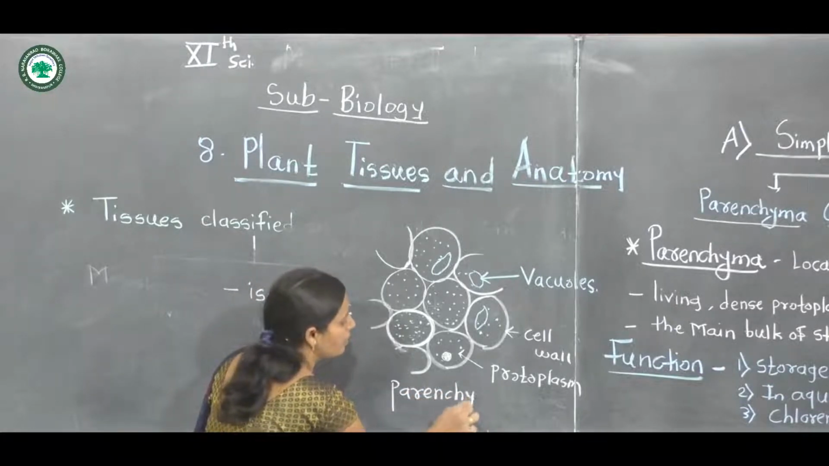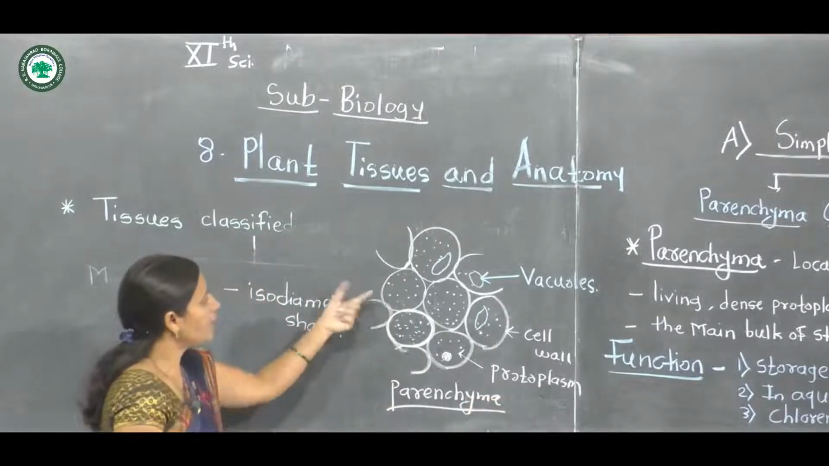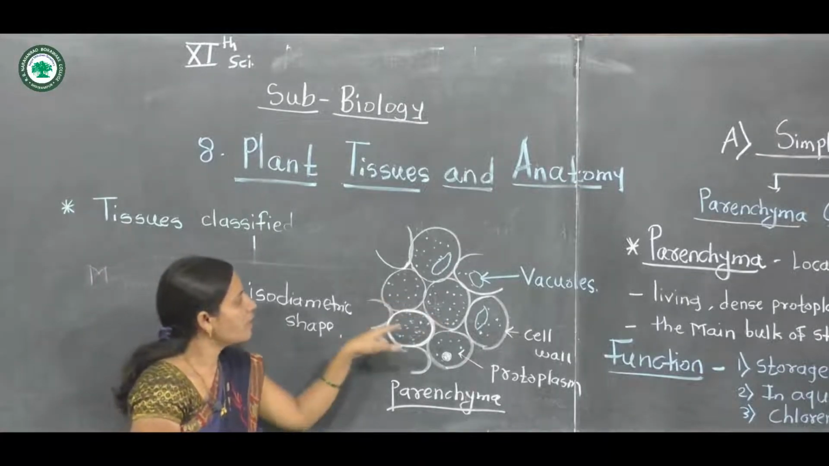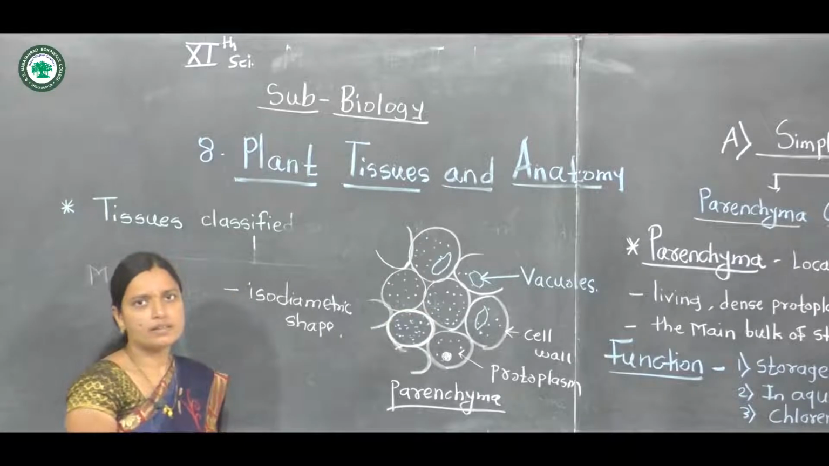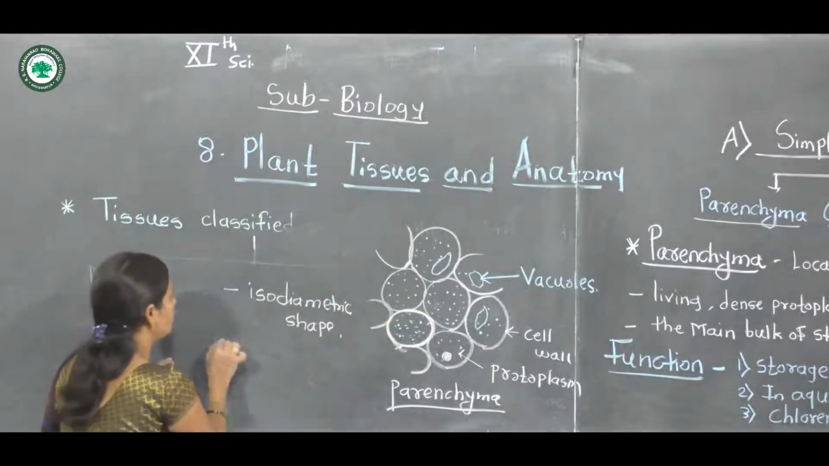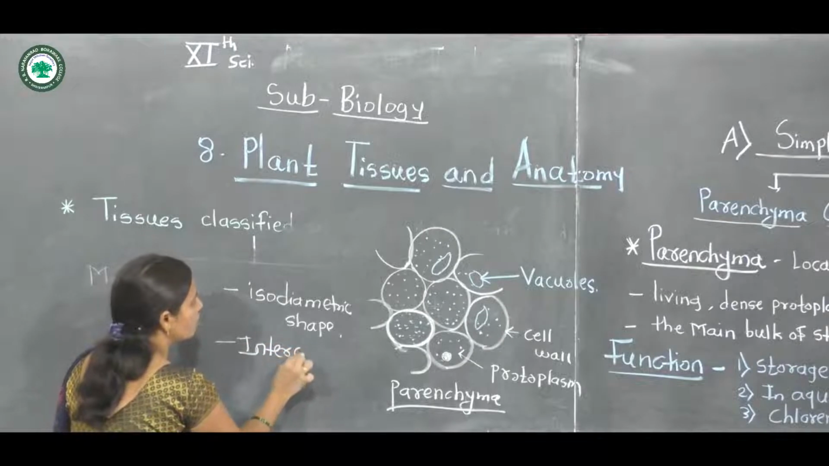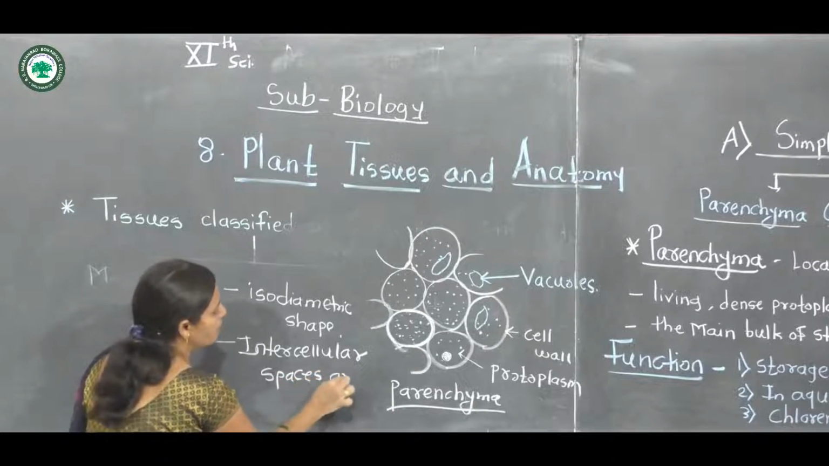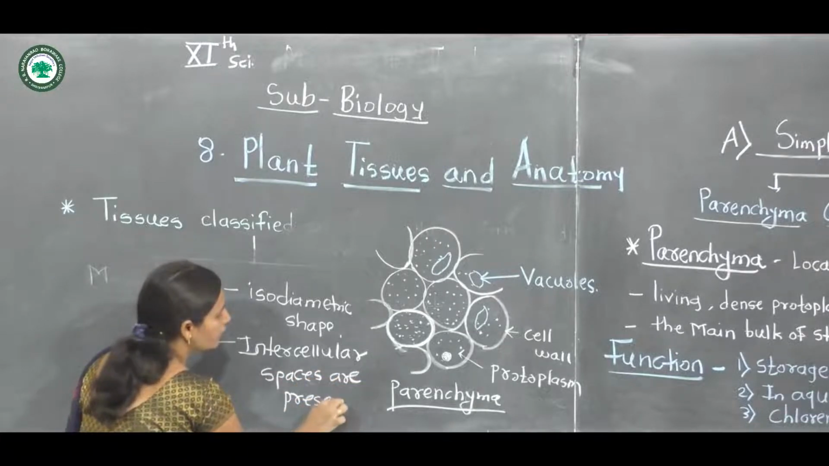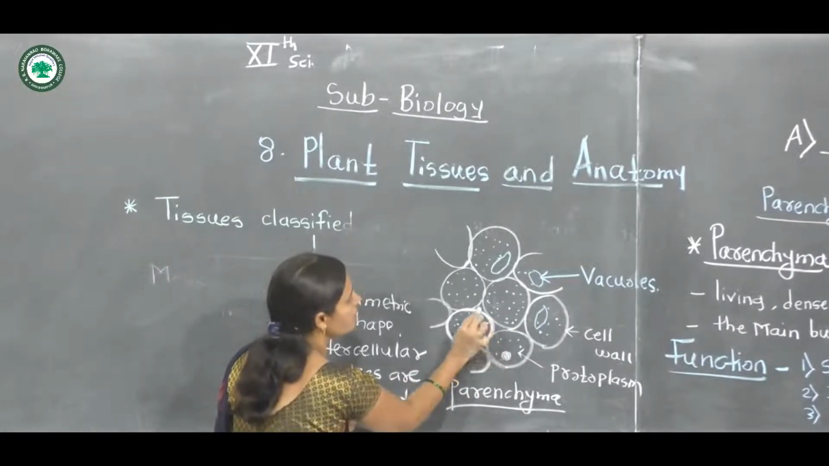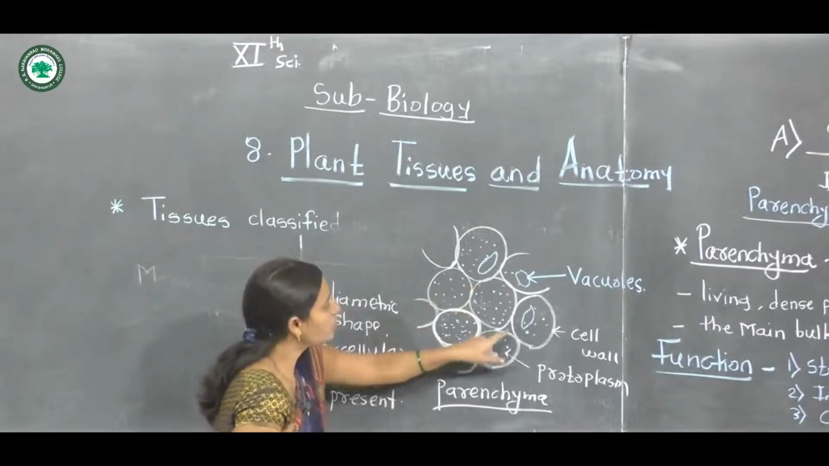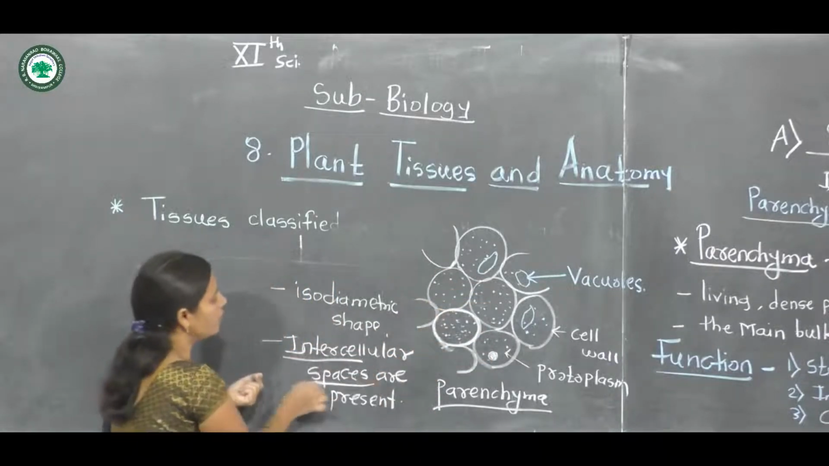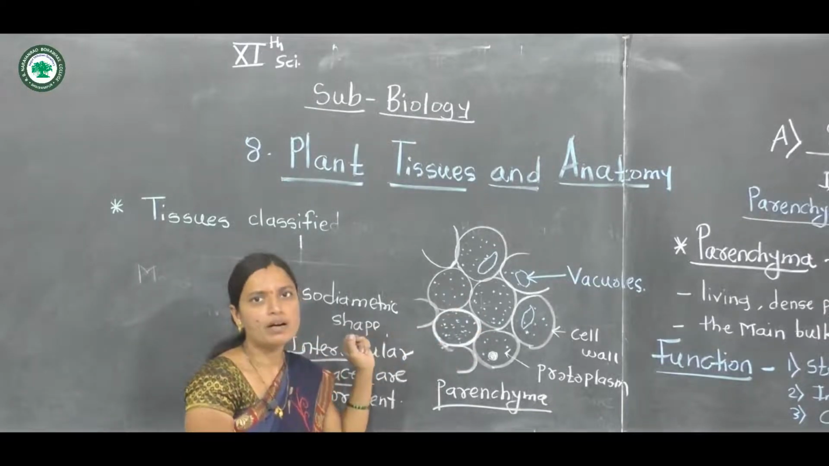Structure of the parenchyma: the cells are isodiametric in shape. In between these cells, intercellular spaces are found. These intercellular spaces are present between two cells. The intercellular gap is present in these cells, and so intercellular spaces are found in the parenchyma tissue.